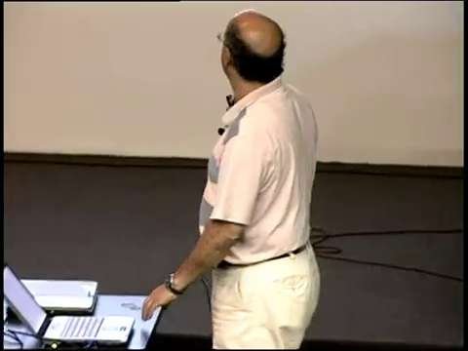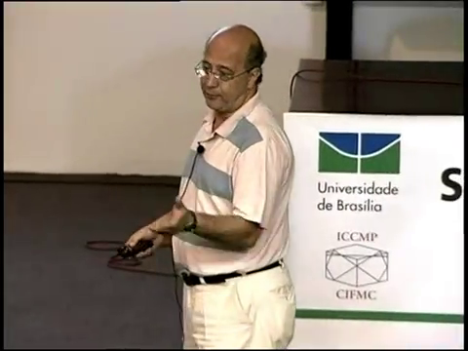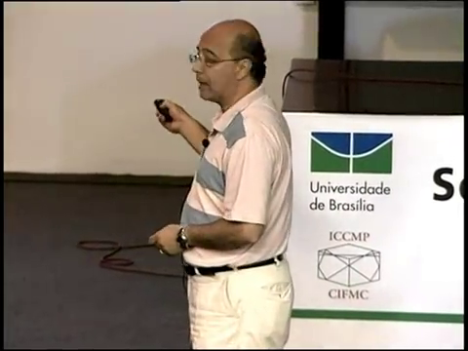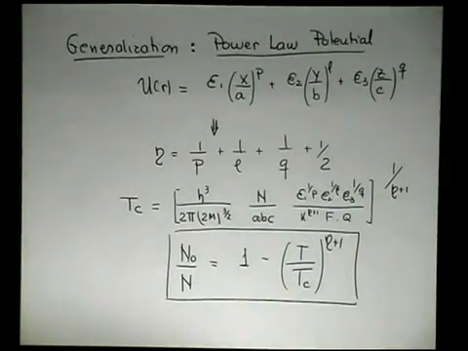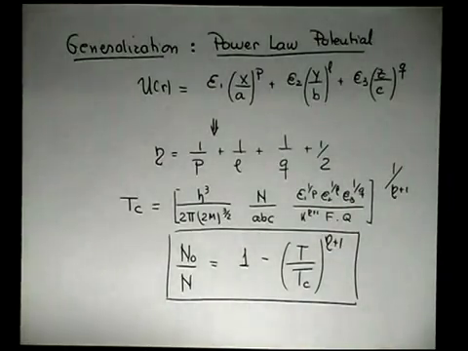So this is the expression of the critical temperature for any potential that is like a power law. And this is the law for the growth of the population in the ground state below the critical temperature. Okay.